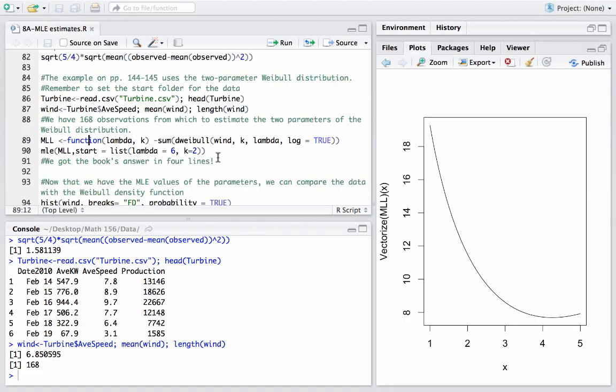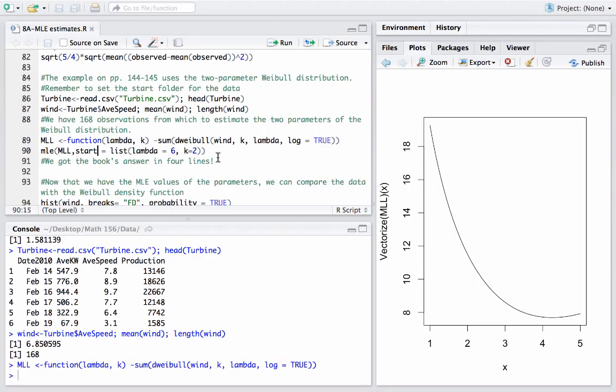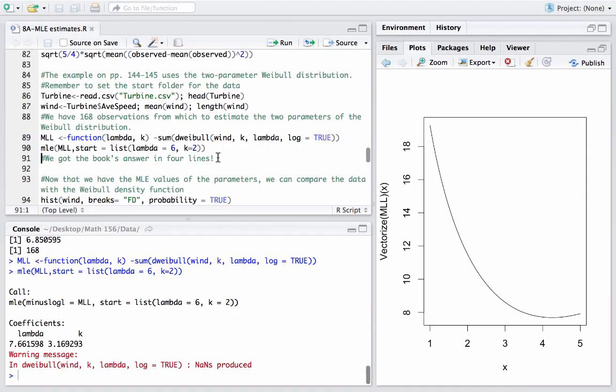In any case, this is basically exactly the same code, except we've changed dnorm with dweibull. So we're seeding the fit with different values of the parameters k and lambda. And we say, yeah, seed lambda near 6 and k near 2, and it spits back these estimates.